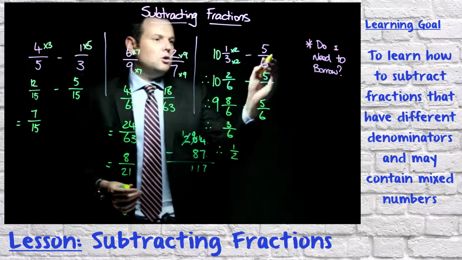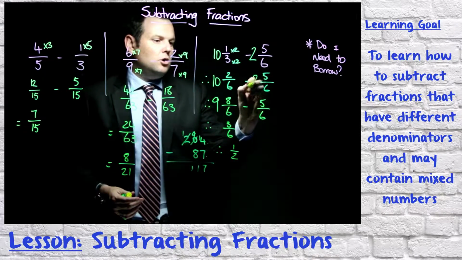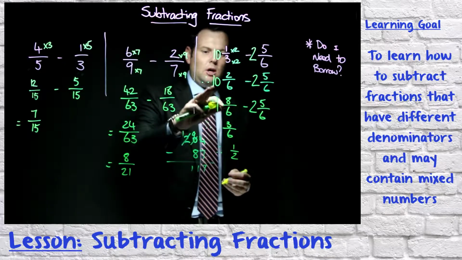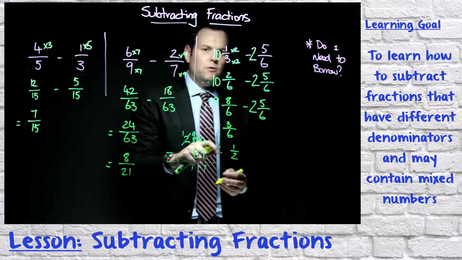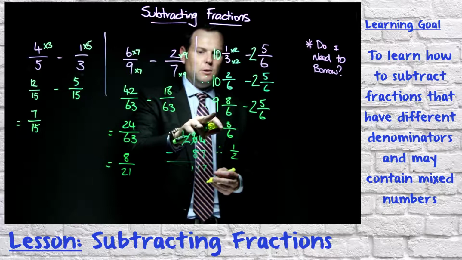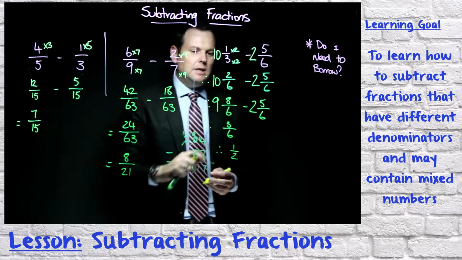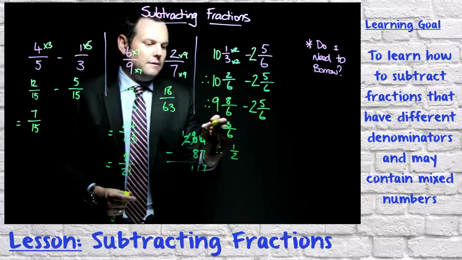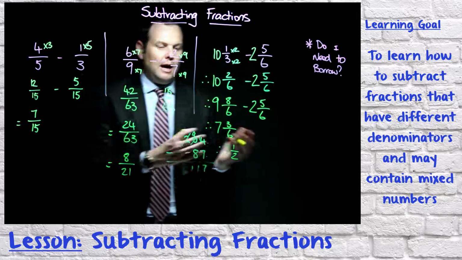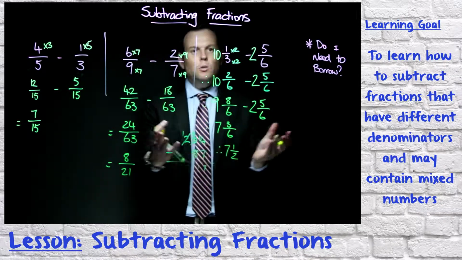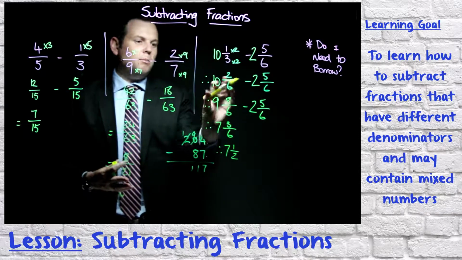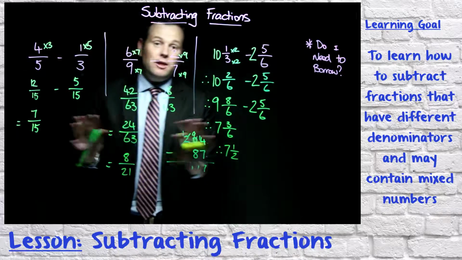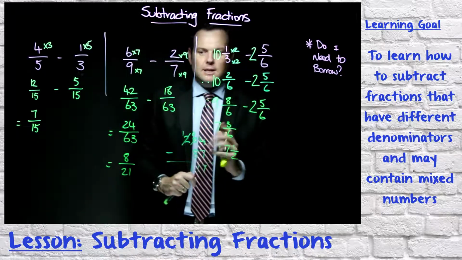And you could also have a situation where you're also taking away 2 and 5 over 6, okay? And in that situation, we borrowed 1 from our whole numbers on this side to leave us with 9, okay? 9 and 8 over 6. And here on this next step, we would just do 9 take 2, which leaves me with 7 and 1/2 as our answer, okay? So when you have whole numbers, sometimes you need to borrow from them in order to complete your subtraction. But everything else is exactly the same as adding fractions.